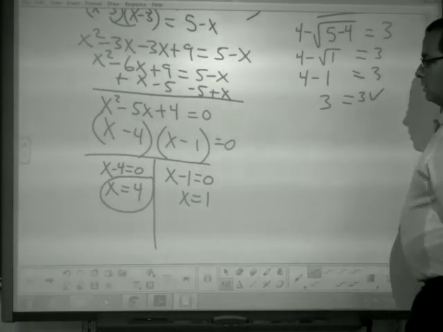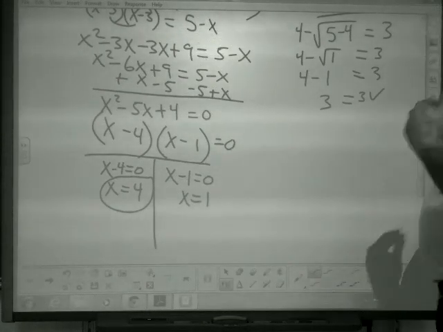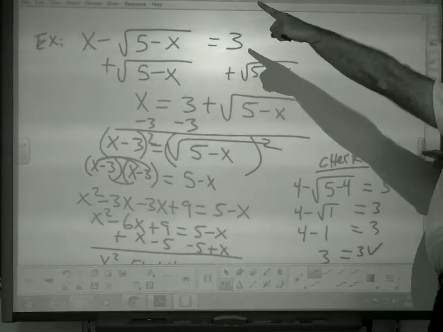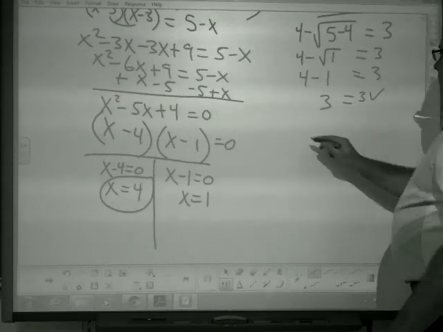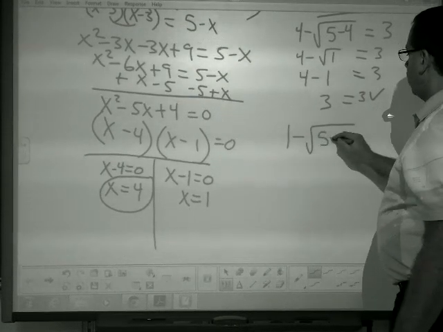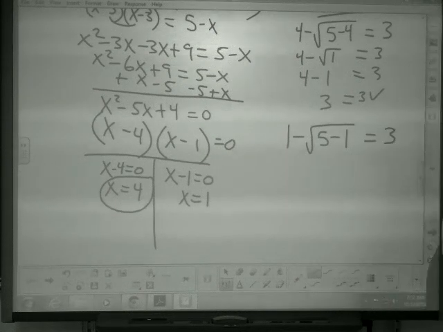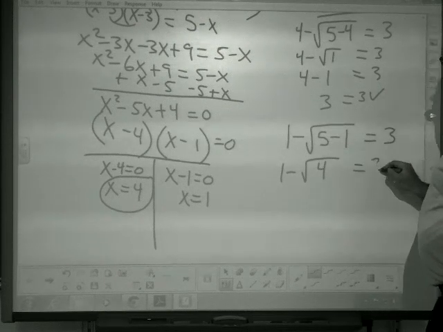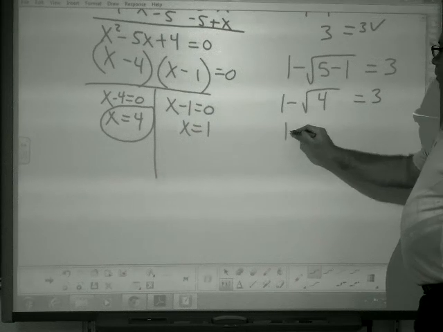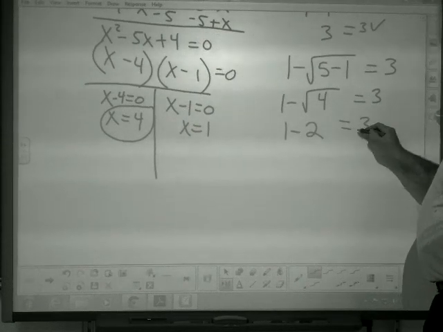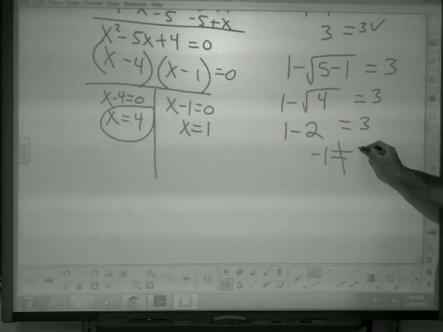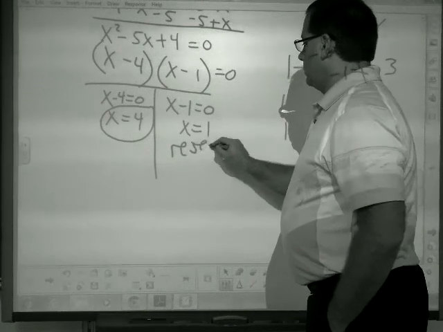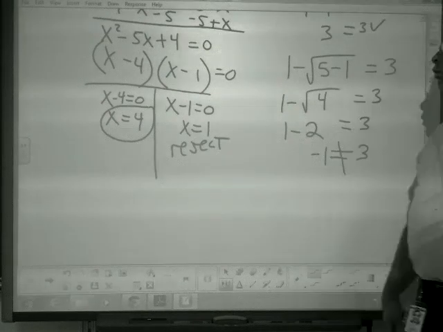So it works. Well, you might say, well, that one's positive. It's going to work too. Let's check it to make sure. Go back to the original. I have to put a 1 in now wherever I see x. So 1 minus the square root of 5 minus 1 equals 3. 1 minus square root of 5 minus 1 is 4. And 1 minus 2 is negative 1. That does not equal 3. So it does not check. We would then reject. And our only answer is 4.